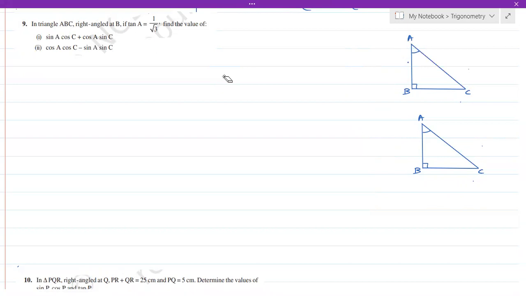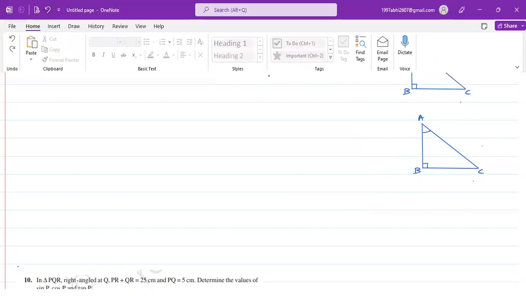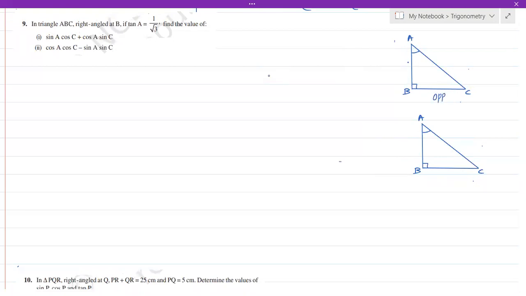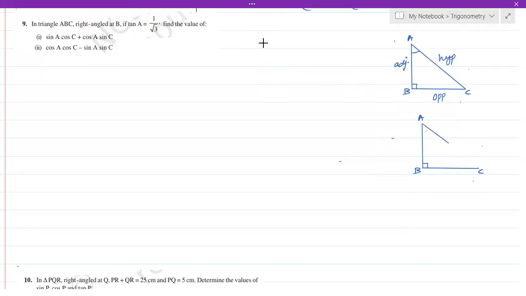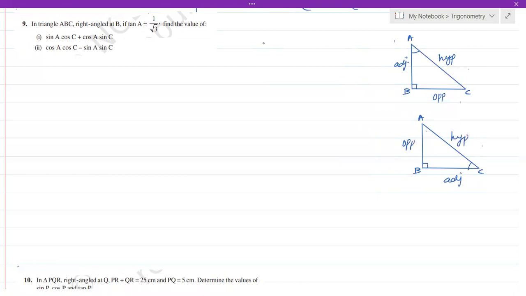Let me erase this once again. Okay, in the first figure, the angle is at A, so the opposite will become BC, and AC will become the hypotenuse, and the adjacent is AB. Now let me redraw the line. Now the angle is at C. If the angle is at C, opposite becomes AB, and adjacent is BC, and the hypotenuse is AC itself.